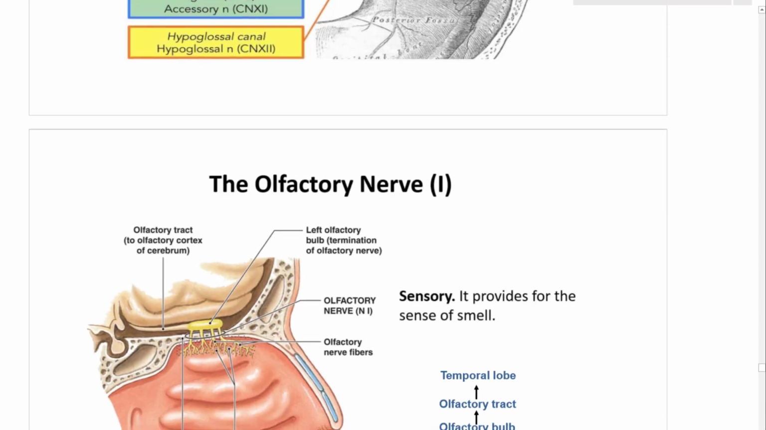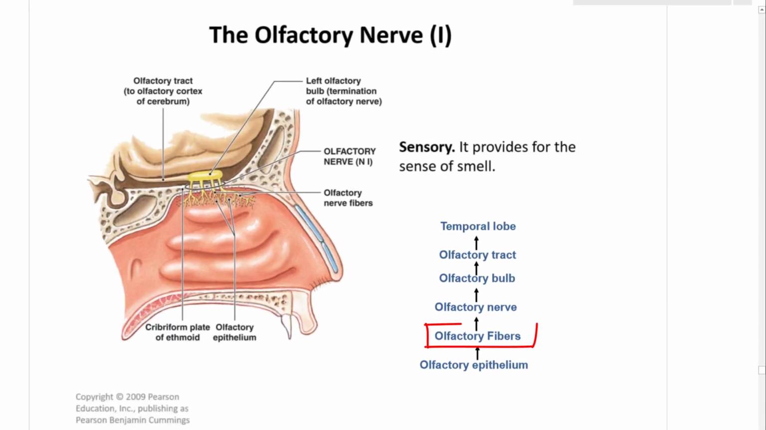So you can see here better. We have olfactory nerve fibers or filaments. The olfactory nerve goes to the bulb, which is this one, and then it moves to the olfactory tract, which takes the information all the way into the insula. So if you look at it, you have olfactory epithelium. This is the actual order: olfactory fibers, olfactory nerve, olfactory bulb, olfactory tract, and temporal lobe. Inside the temporal lobe, the insula, right?